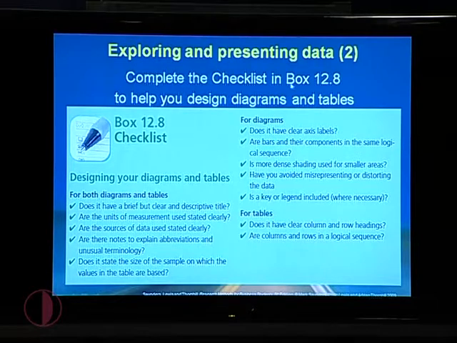So this is one of the most important books, 12.8, that for both diagrams and tables, to have a brief, clear, and descriptive title, and we'll see the examples, and to have the units in order to have good meaning. The same for the diagrams, to have axes, X and Y axis, where one shows the years and the other shows the amount of spending in sterling or whatever. And for a table, to have clear column and row headings, in order to have information that is clear and easy to understand by the readers.